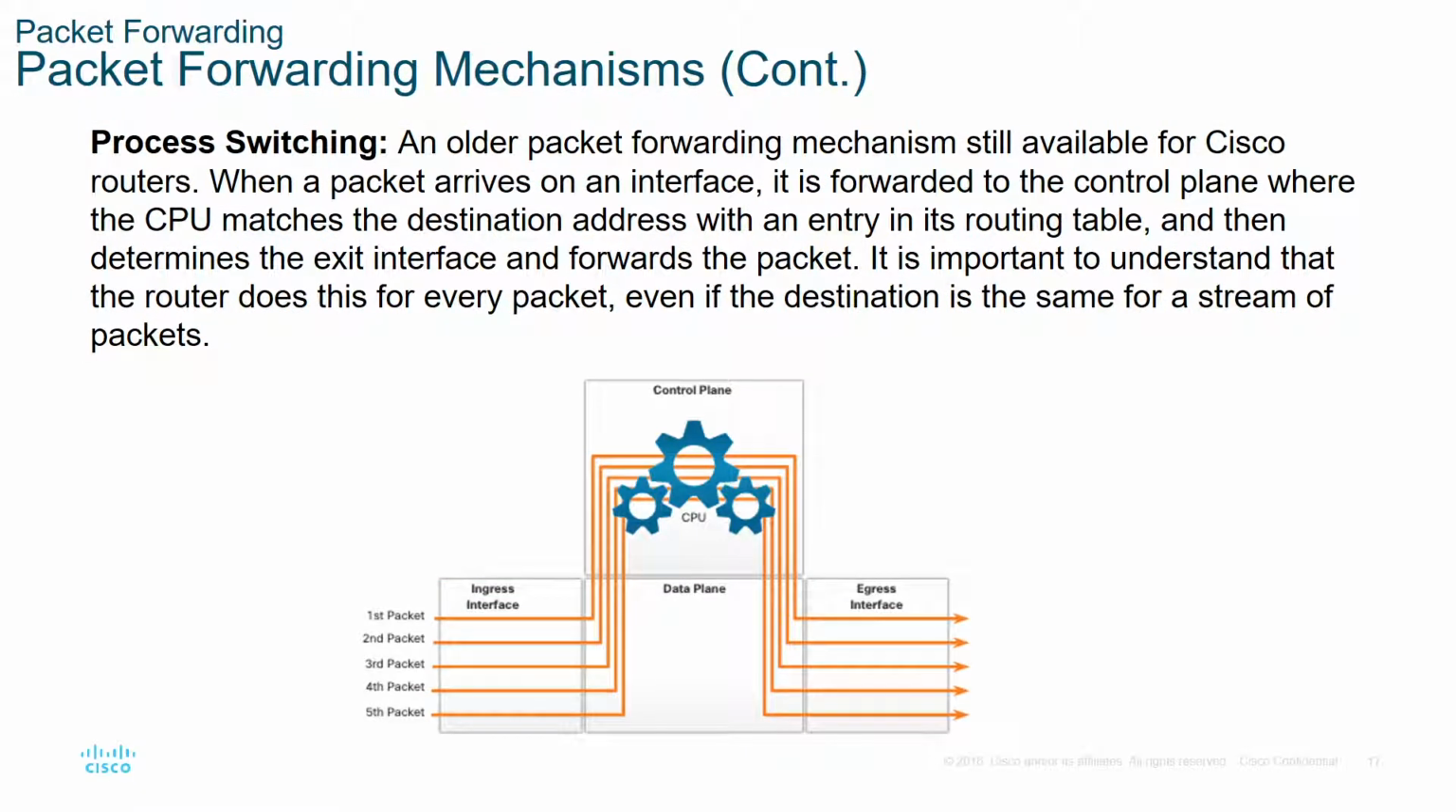Process switching. This is an older packet forwarding mechanism still available for Cisco routers. When a packet arrives on an interface, it is forwarded to the control plane, where the CPU matches the destination address with an entry in its routing table, and then determines the exit interface and forwards the packet. It is important to understand that the router does this for every single packet, even if the destination is the same for a stream of packets.